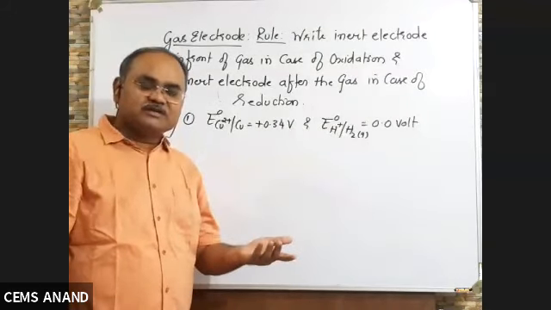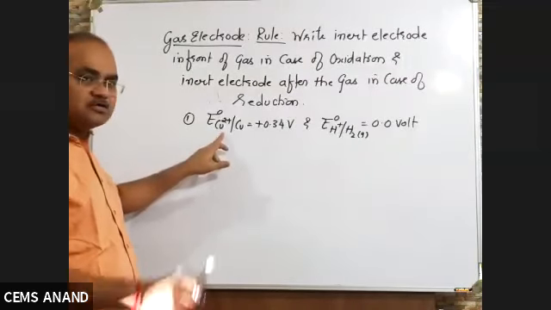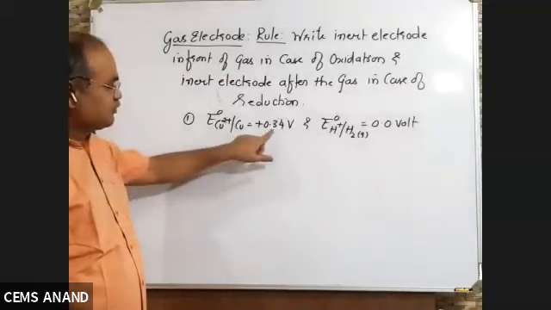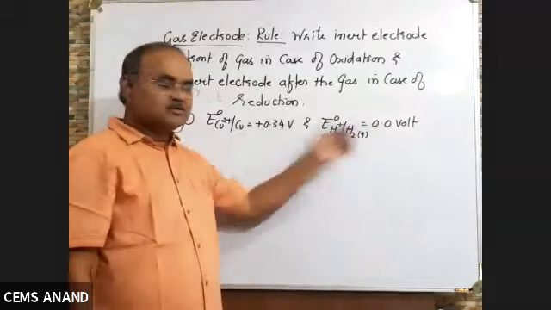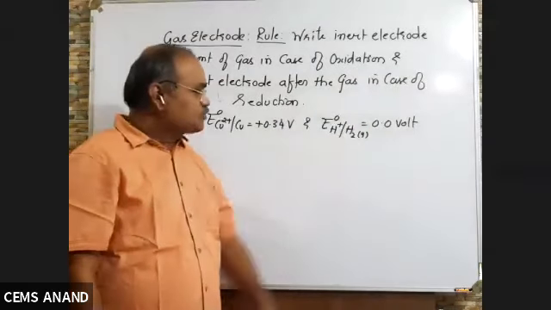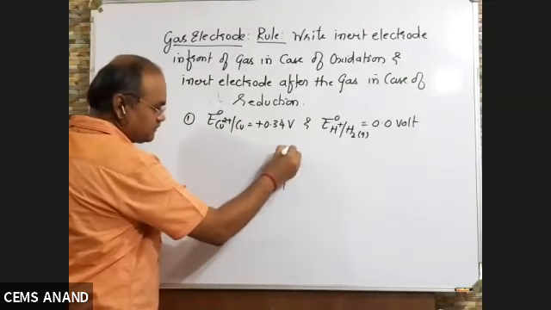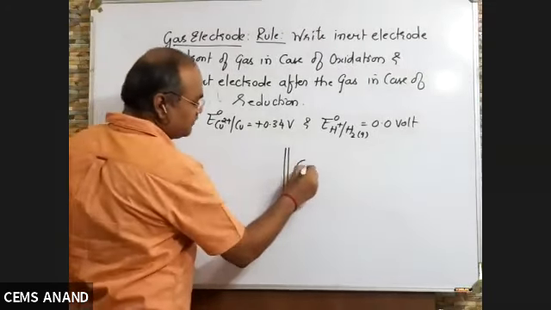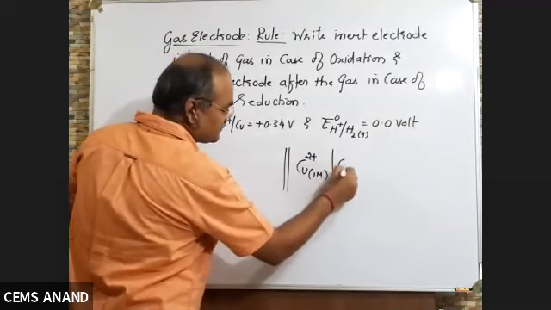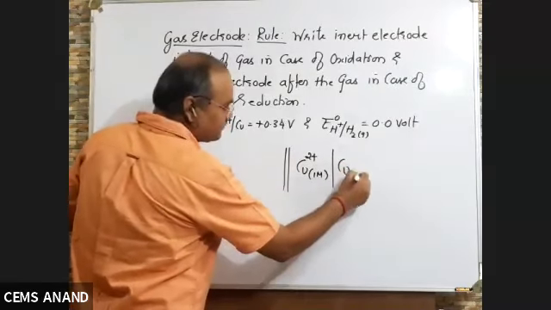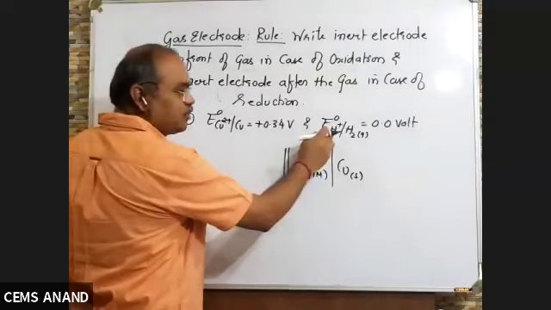First of all, you have to decide who will act as anode and who will act as cathode. The electrode whose reduction potential is higher: whose reduction potential is higher? Copper, because it is plus 0.34 and this is 0. So copper will act as cathode, H2 will act as anode. So you can write like this: salt bridge. On this side it will be copper, metal ion | metal, right? On this side hydrogen, but this you have to write in the form of oxidation.